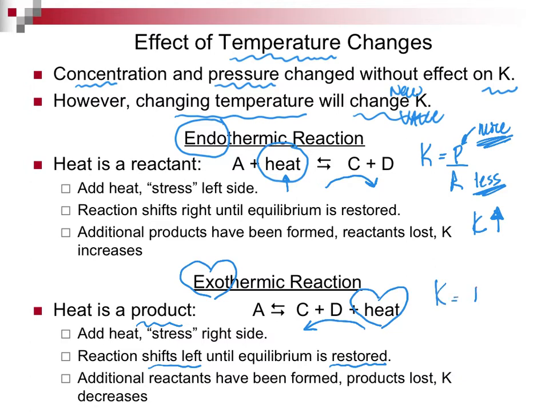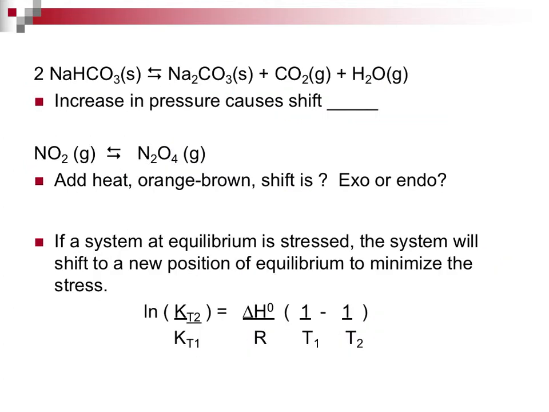If I look at my expression for K, products over reactants, there is less product and there is more reactant. So my K value is going to decrease. You notice I had trouble saying it. So please write it down as you solve a problem, and chances are you're going to come up with the right answer. Okay. So let's take a couple examples.